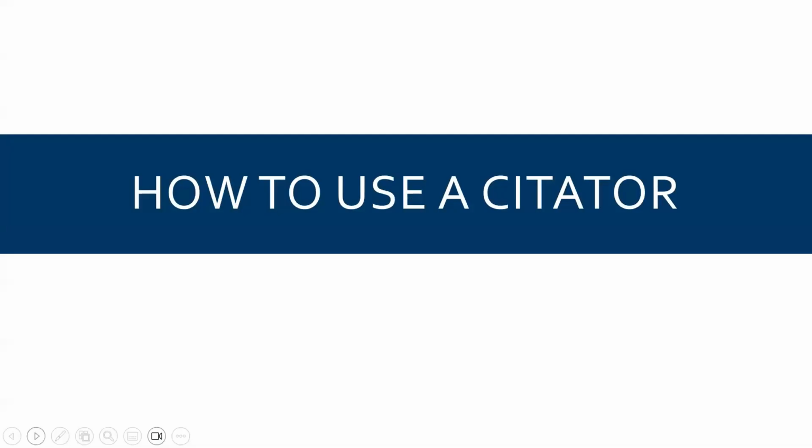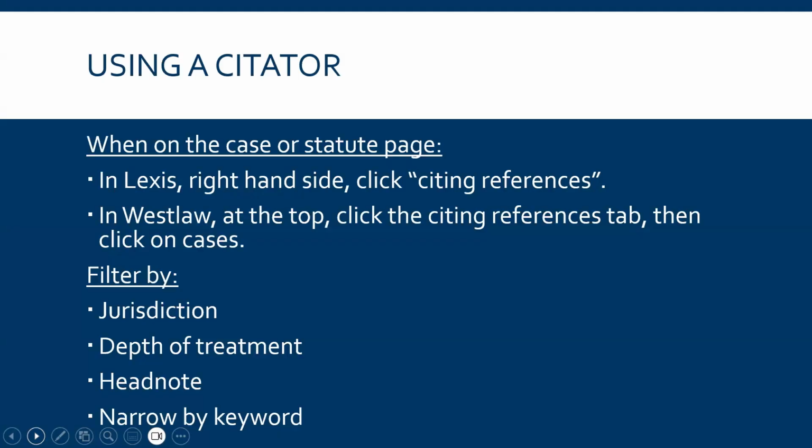Let's next talk about how to use a citator. In both Lexis and Westlaw, we are looking for a tab or a button that says Citing References. Once you have clicked on that tab or button, you can filter your results by jurisdiction, depth of treatment, headnote, or you can narrow by keyword. Let's try an example.